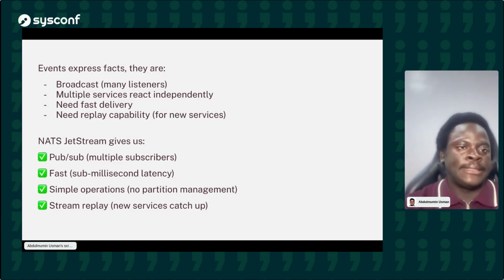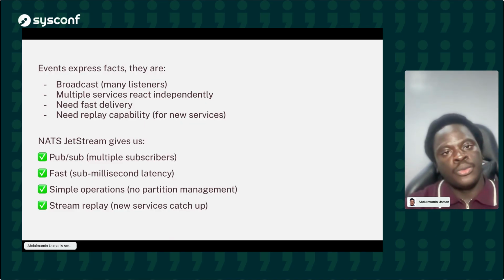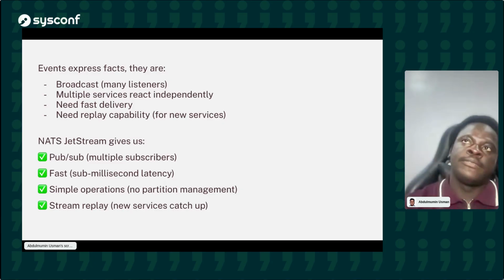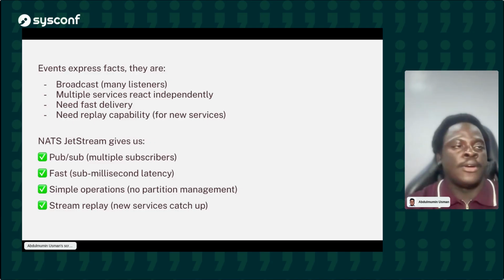We actually use NATS, and NATS by itself is a simple pub sub, fire and forget system. There is no persistence, or no capability of replaying an event. For example, if a service is down and it wants to start consuming from a certain offset, with NATS, generally, you cannot do that. But NATS also has an integration for you to do that, which is called JetStream. So you use NATS with JetStream.